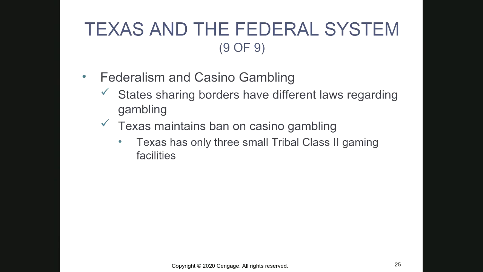Okay. So federalism and casino gambling. As we know, Texas has maintained a ban on casino gambling. We do have some small gaming facilities, but they're on reservations, which technically, even though those reservations are located within the state of Texas, it's actually sovereign land for that Indian nation. So they get to create their own laws. But when we're talking about the actual laws in the state of Texas, we don't have casino gambling here.